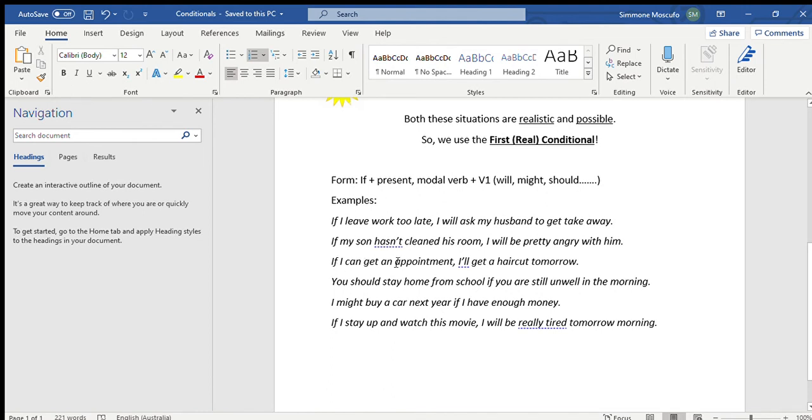If I can get an appointment, I'll get a haircut tomorrow, okay? That's realistic because I really need a haircut. You should stay home from school if you are still unwell in the morning. This is realistic, okay?